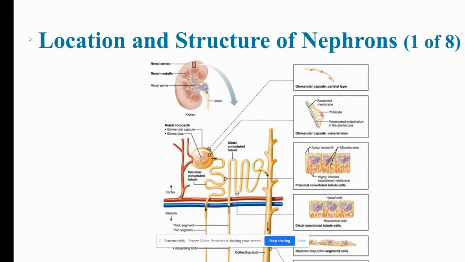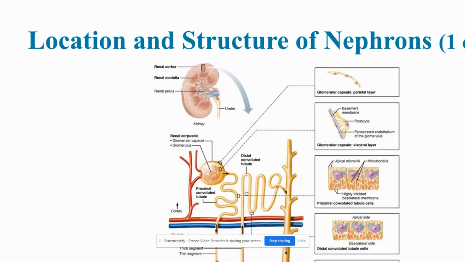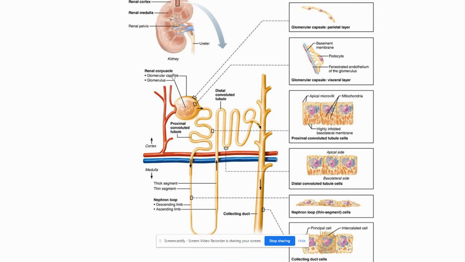So let's blow this up a little bit. Here we have a renal corpuscle, a glomerular capsule, and the glomerulus. The glomerulus is the ball of capillaries inside, and the glomerular or Bowman's capsule is this cup-shaped thing on the outside.